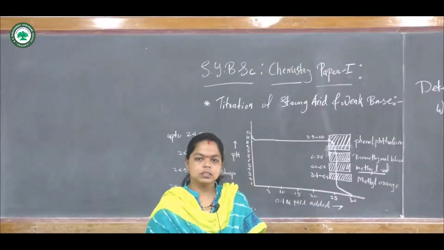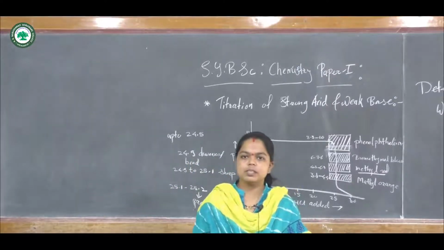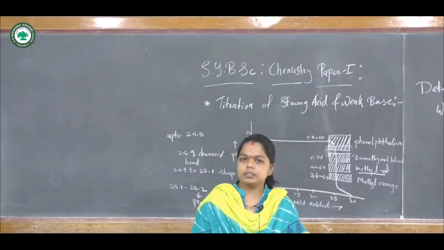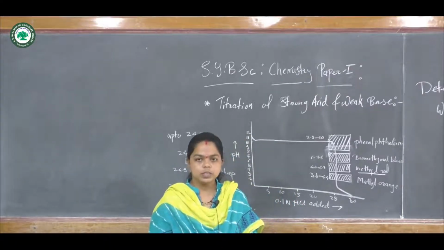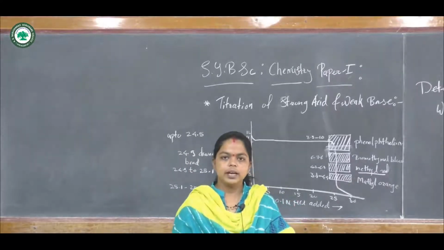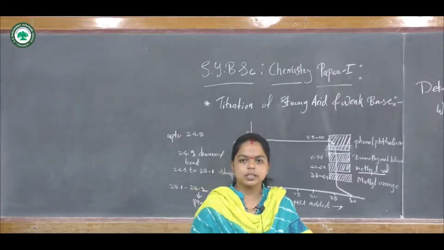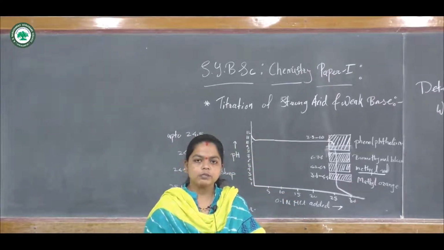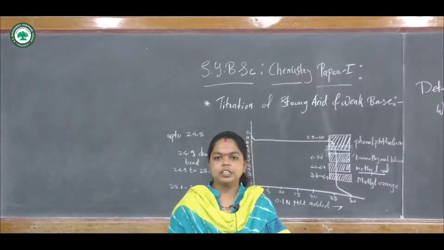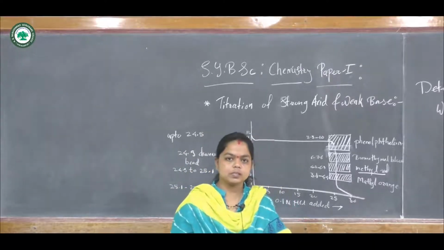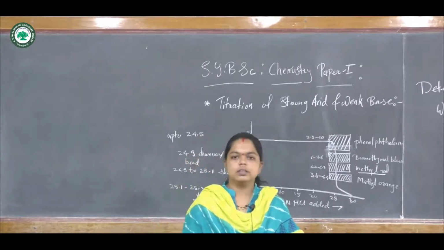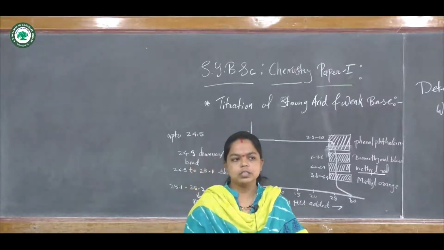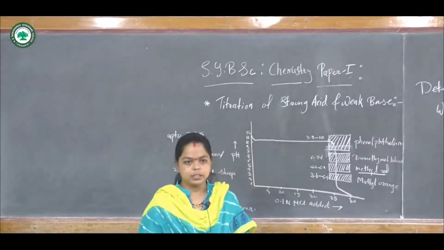Hello everyone. In the paper first of SYBSc, we are studying the volumetric analysis chapter. In that, we have studied the different types of titrations. The first type is the neutralization titration, which is further divided into 4 types. We have seen the titration curve for the strong acid, strong base, then weak acid, strong base, and now third we are going to study the strong acid and weak base titration.